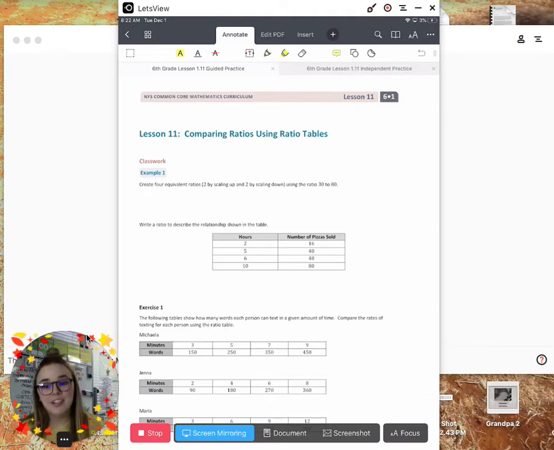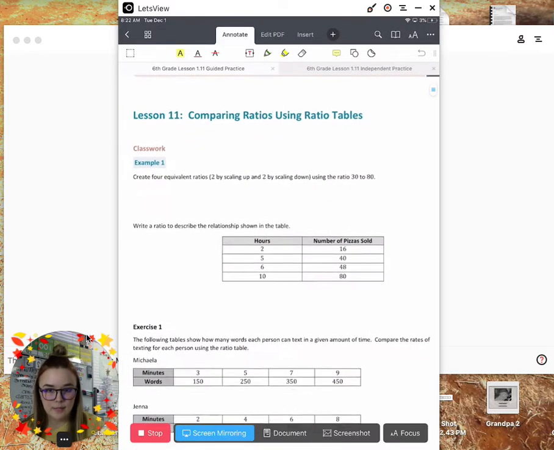Good morning, sixth graders. So today we're going to continue talking about ratios. We're going to look at comparing ratios using ratio tables. So we are going to look first at example 1.